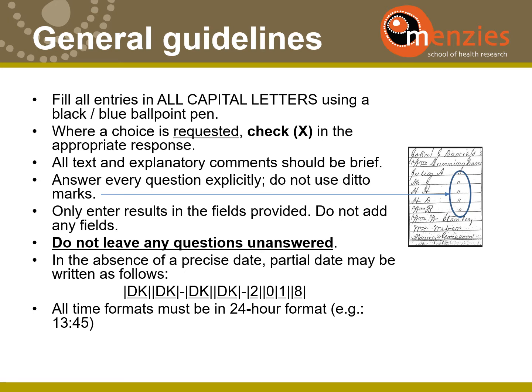On the next slide, I will explain what to do in case information is not available. For example, in the absence of a precise date, a partial date may be written as follows: DK for the day, DK for the month, and then the year, for example, 2018. Kindly also remember that all time formats must be in a 24-hour format. For example, 1:45 in the afternoon would be recorded as 13:45.